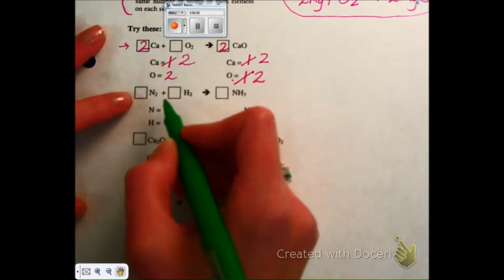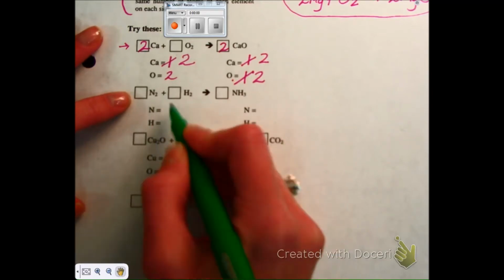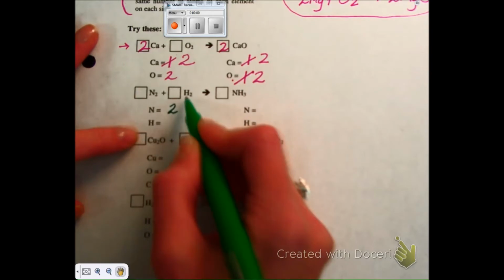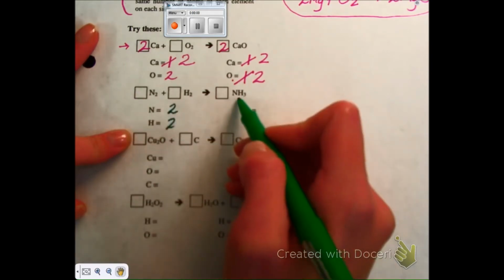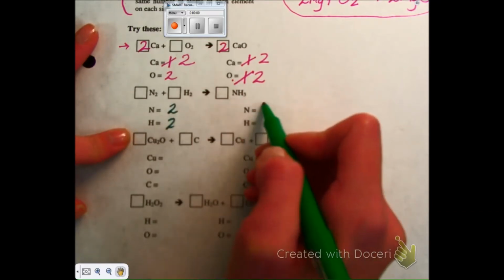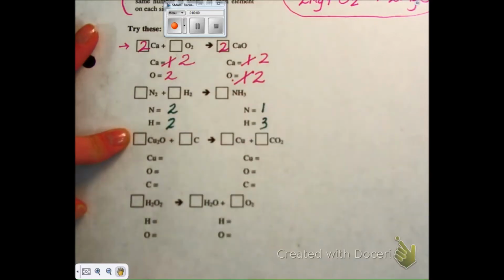How many nitrogen do I have on my reactant side of this equation? Very good. I have 2. How many hydrogen? 2. Also 2. On my product side, I have a compound NH3. How many nitrogen? 1. And how many hydrogen? Very good. Okay, first step accomplished.